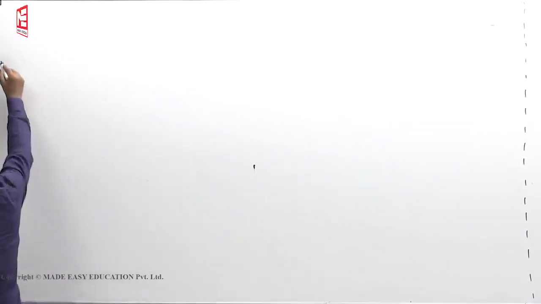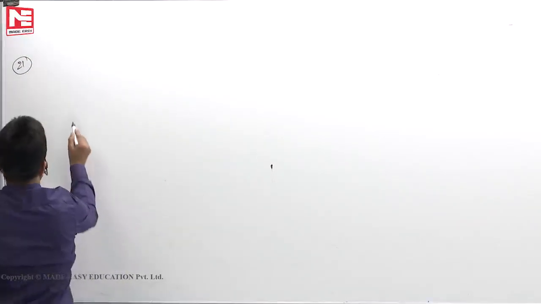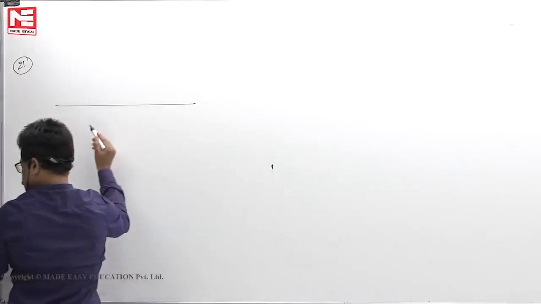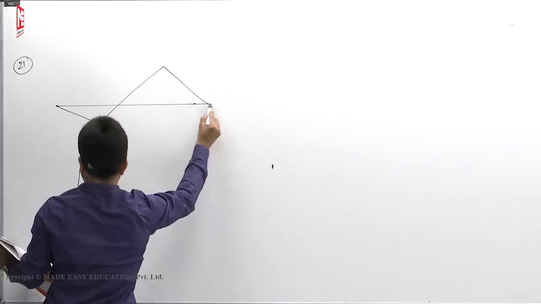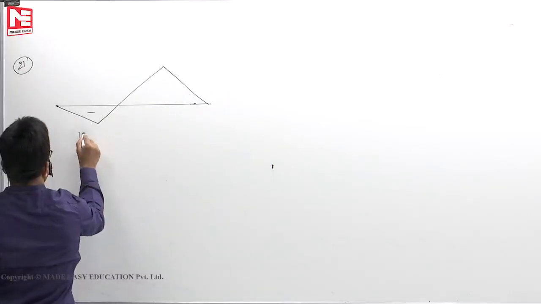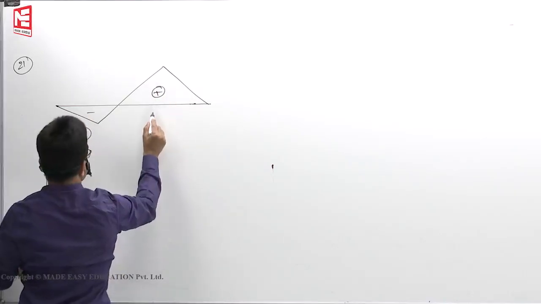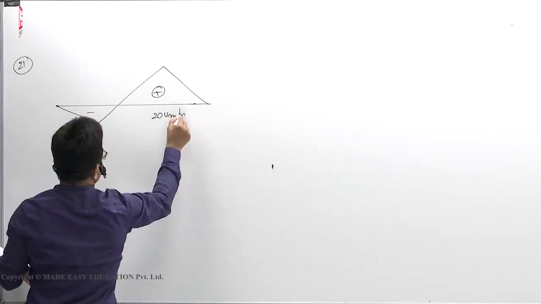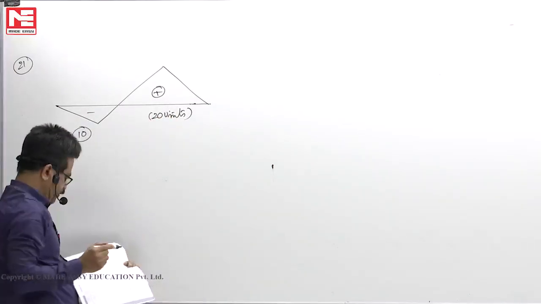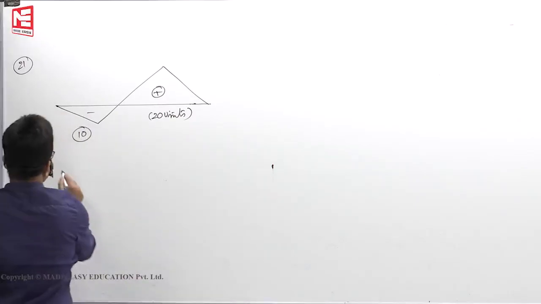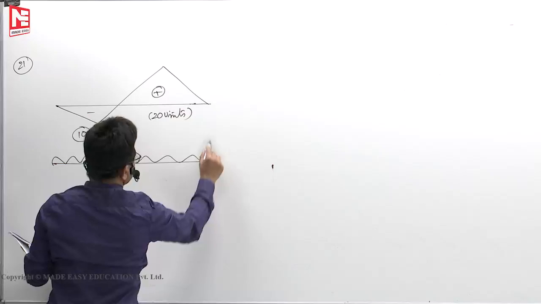Next one, 21st question. ILD for a truss member is shown in the figure. Like this, they are given the diagram. Negative 10 units, compression, positive 20 units. That means this is the tension area, compression area. Positive values indicate tension. Dead load of the truss is 20 kilonewtons per meter. When dead load is there, it should be kept in full.